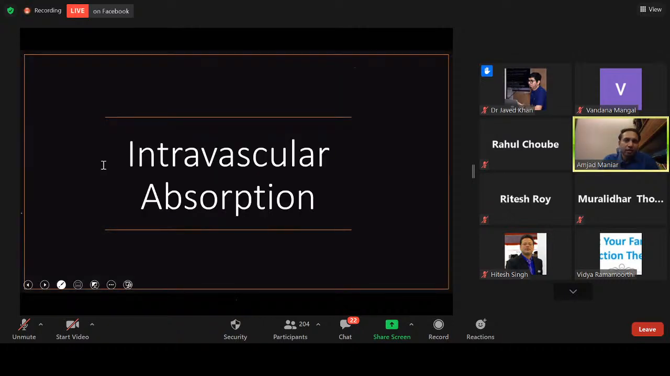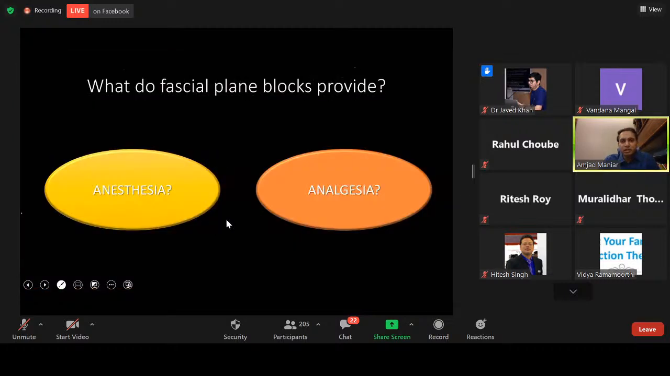I was talking about intravascular absorption. This is something that people don't talk much about, but we have to look into this when we talk about fascial plane blocks. Now, there are two concepts to what we do, anesthesia and analgesia. And you ask yourself the question, what do fascial plane blocks provide? Do they give you anesthesia or do they give you analgesia? Most of the time, if you look back at your own practice, you're going to find that when you do these blocks, you're doing it for analgesia.